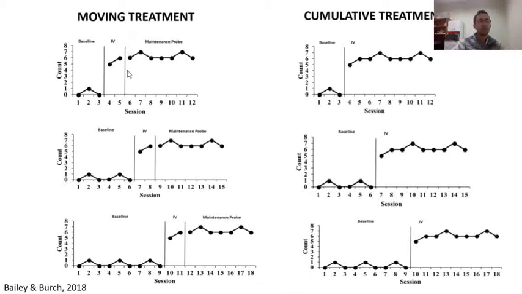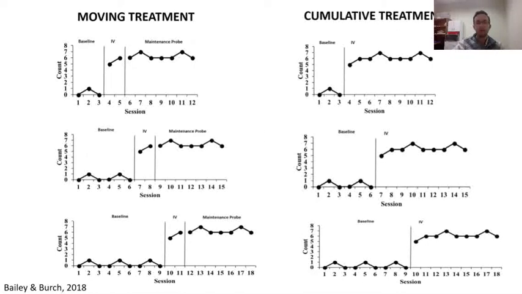In the moving treatment design, notice there are 3 panels or 3 baselines. In the first baseline, the independent variable is introduced, but then it's terminated, and later on they collect data in maintenance probes. The independent variable is terminated before the independent variable is introduced in the second baseline, and then that independent variable is terminated before introducing the independent variable in the third baseline. In each baseline, maintenance probes are conducted. That is, data are collected after some time has passed since the intervention was terminated.